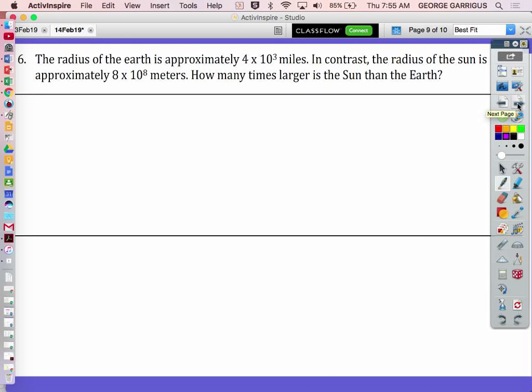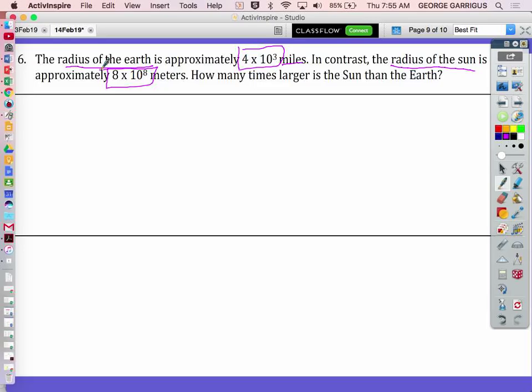Problem 6. The radius of the Earth is approximately 4 times 10 to the 3rd miles. Miles is important. It's a unit of measure. We're talking about the radius of the Earth, the planet we live on. In contrast, the radius of the Sun, whoa, the Sun is much bigger than the Earth, is 8 times 10 to the 8th. Much, much larger by a factor of 10 to the 5th. How many times larger is the Sun than Earth?